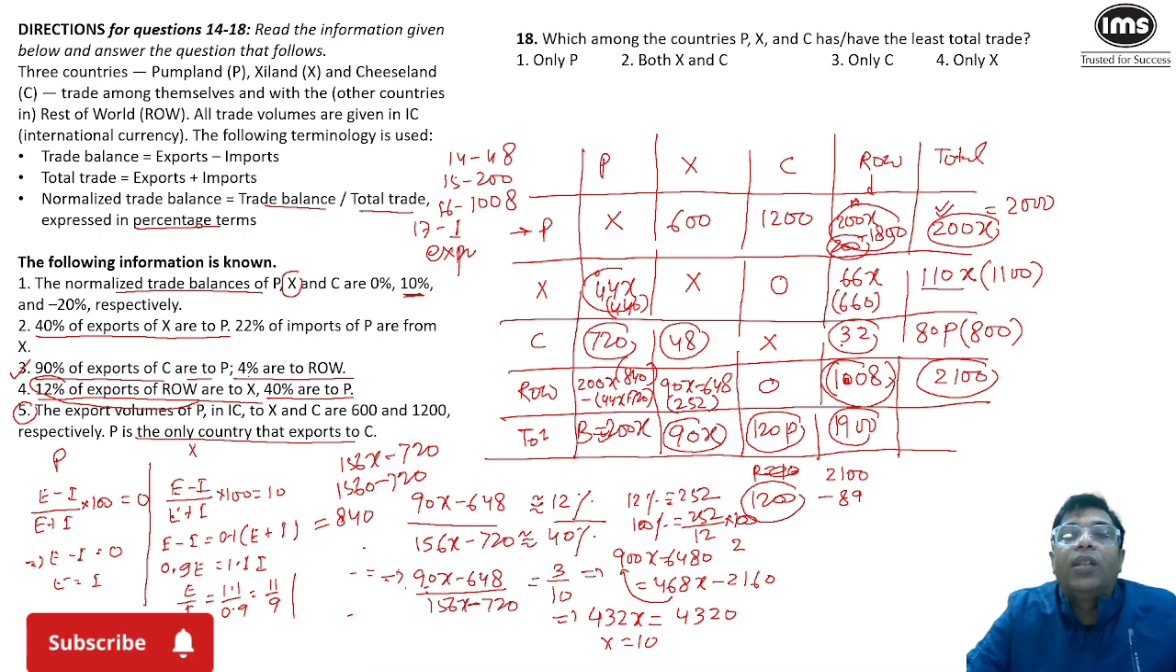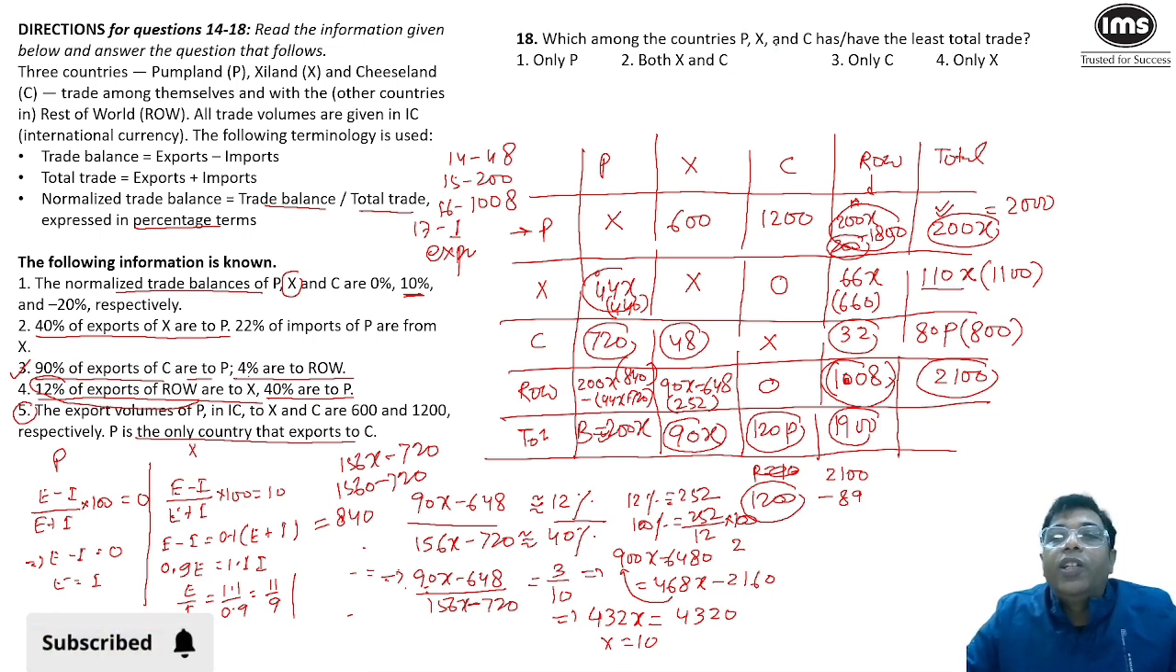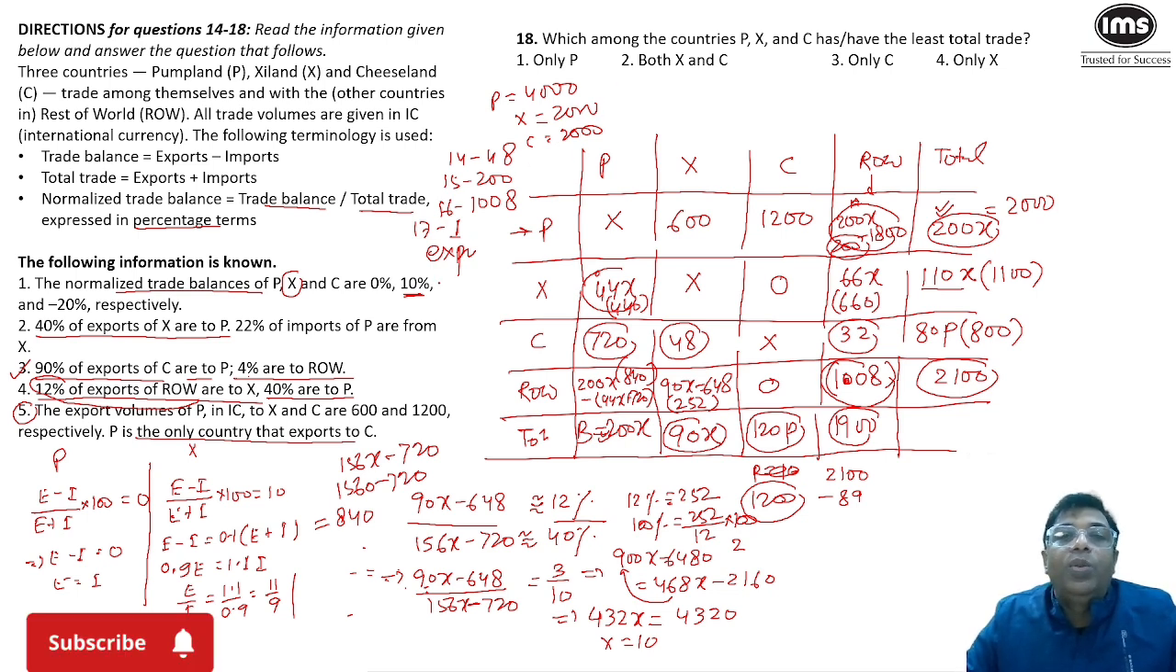Now let's look at the last question. Which among the countries P, X, and C have the least total trade? Now total trade for P is 2000 plus 2000. So for P the trade is 4000. For X this value is 1100 plus 900, that is again 2000. For C this is again 800 plus 1200, that is again 2000. So among these three countries the lowest trade is coming from X and C. So you can clearly say option 2 is going to be the correct answer for this question.